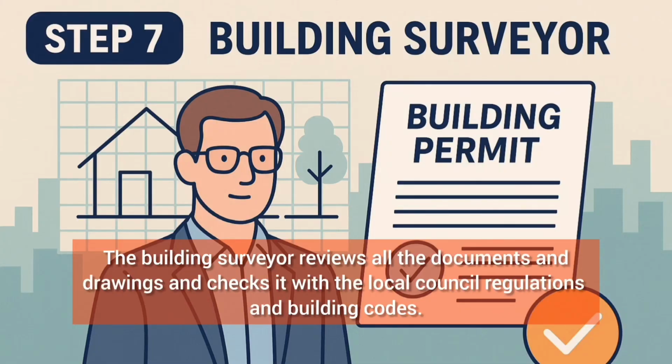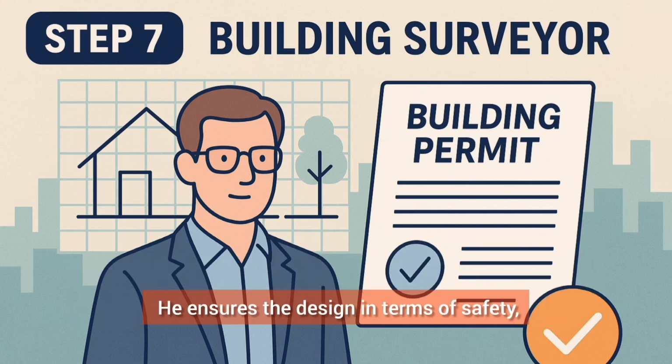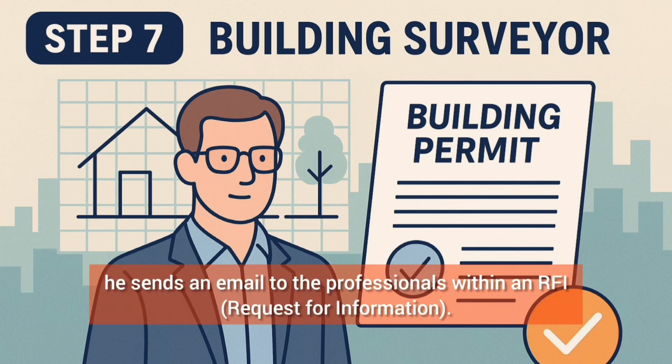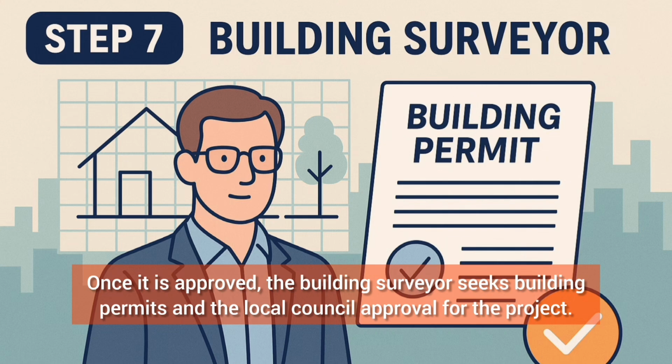surveyor. The building surveyor reviews all the documents and drawings and checks it with the local council regulations and building codes. He ensures the design in terms of safety, accessibility, and energy requirements. If something is to be changed or added, he sends an email to the professionals within and a request for information. Everyone needs to do his or her duty and reply to the building surveyor. Once it is approved, the building surveyor seeks building permits and the local council approval for the project.